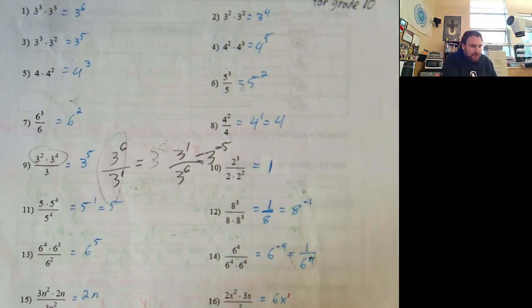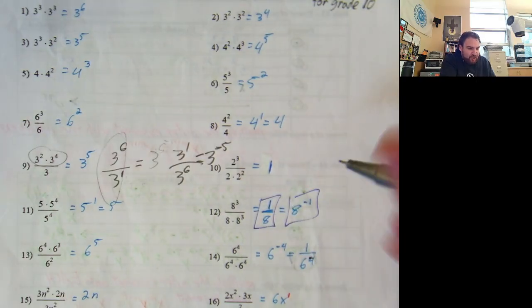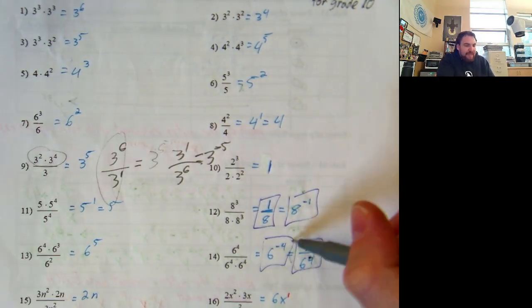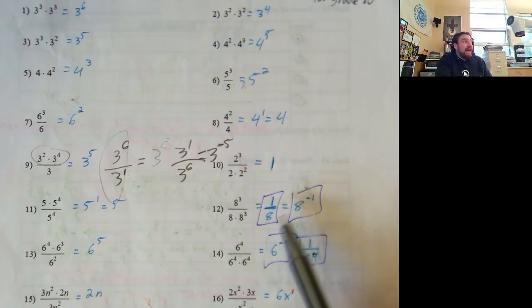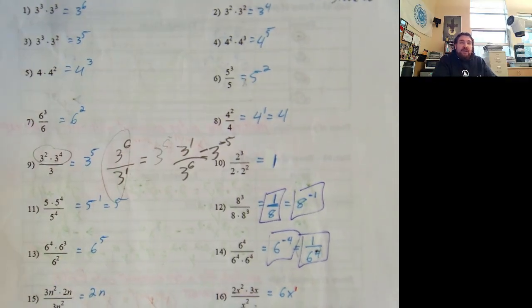At this stage, for a question like 12 and 14, either of these answers are correct. Either this one or this one. Either one. You don't have to have one or the other. Either is fine. Okay, are we good? Down to 16?